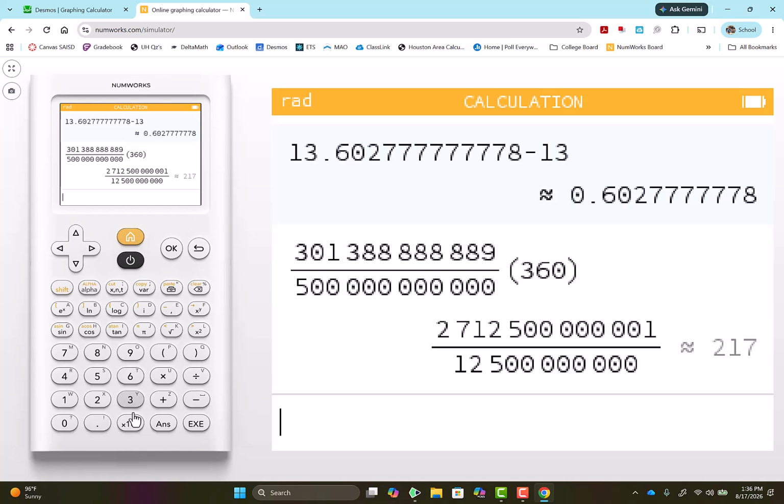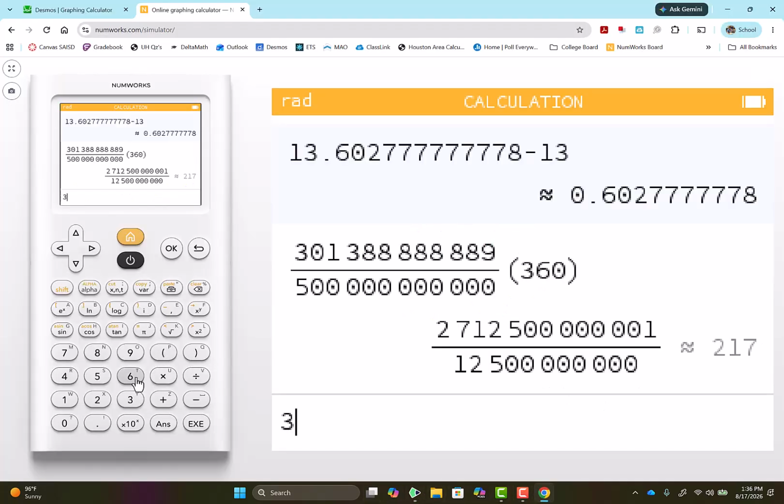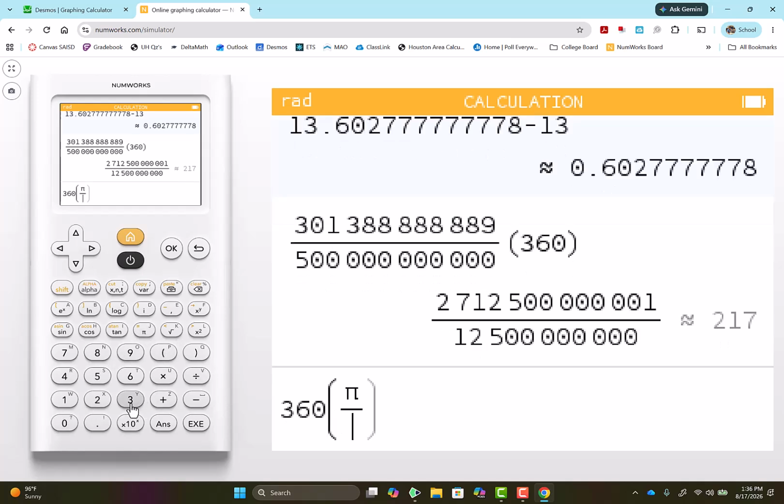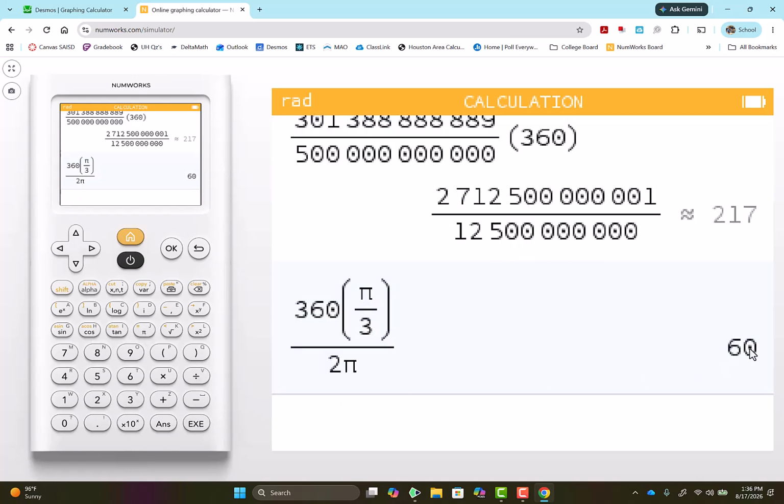What did I write? 360 times pi over 3. So, 360 parentheses pi over 3, close, and then all this divided by 2 pi. Execute. See, it would tell you the answer, 60 degrees. But look how much work that took.